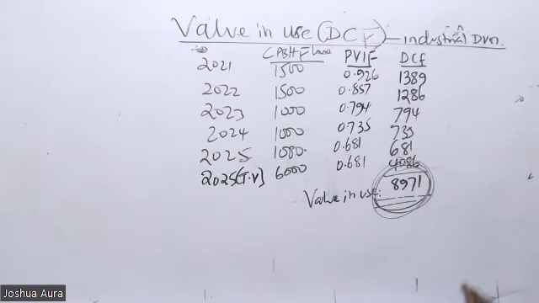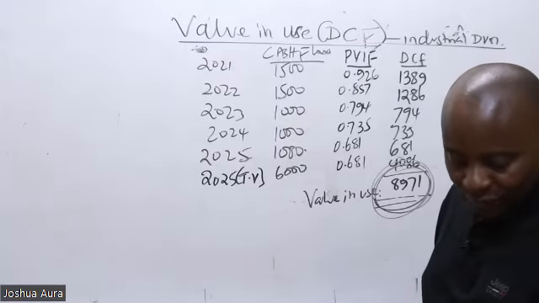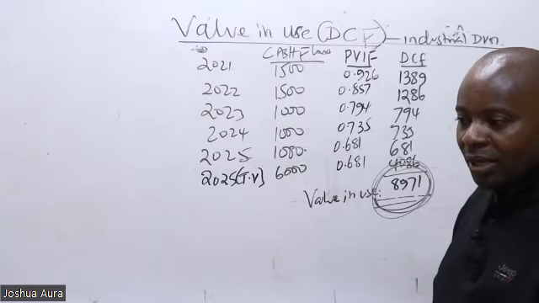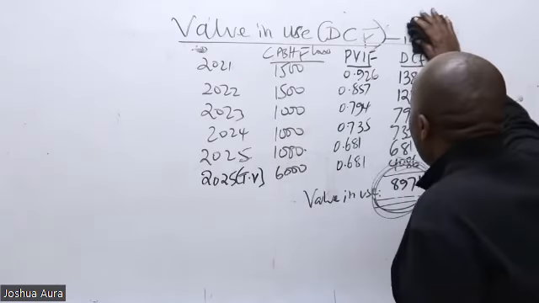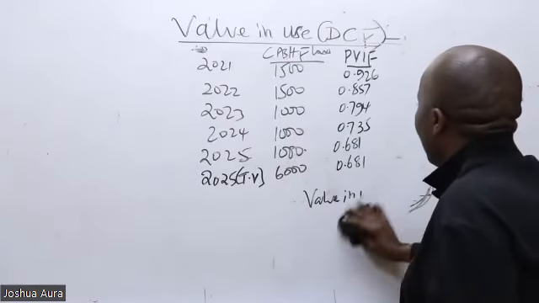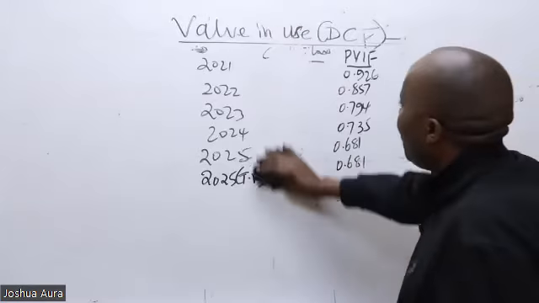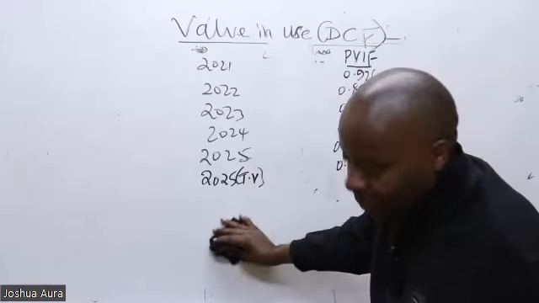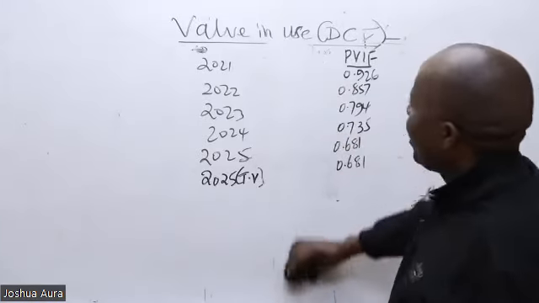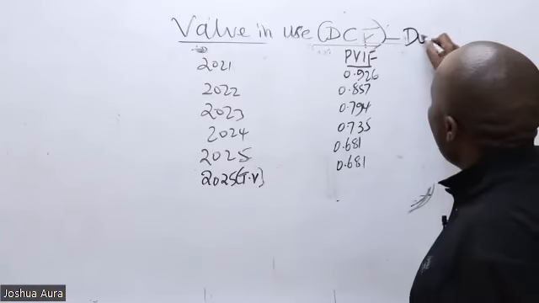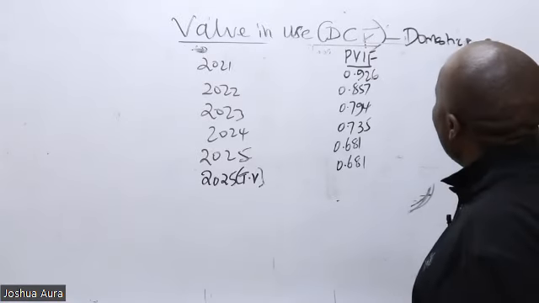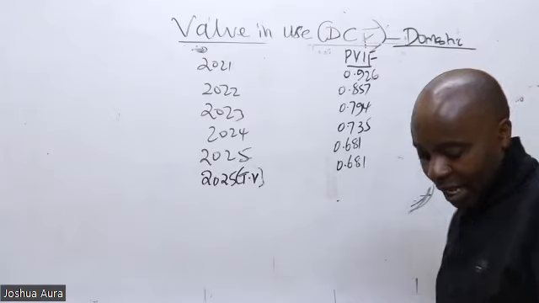So can I go ahead and calculate the value in use for the next division, which is the domestic division? Domestic, thank you so much. I will go ahead and calculate the value in use for the domestic division.